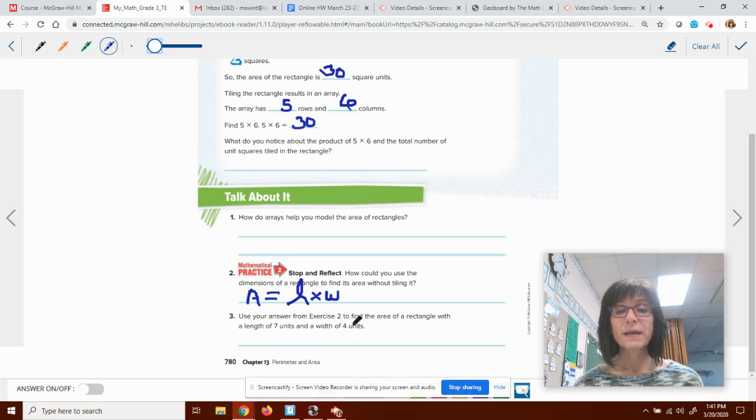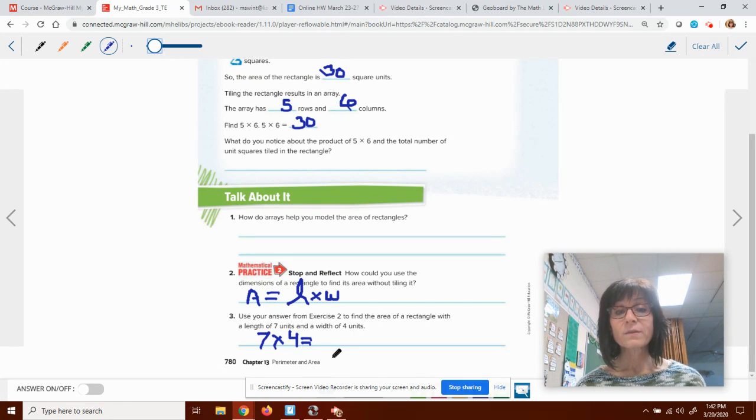Use your answer from exercise 2 to find the area of a rectangle with a length of 7 and a width of 4. All my friends here, you know your multiplication facts of 7 times 4. And you can always do the little song that we've done too.